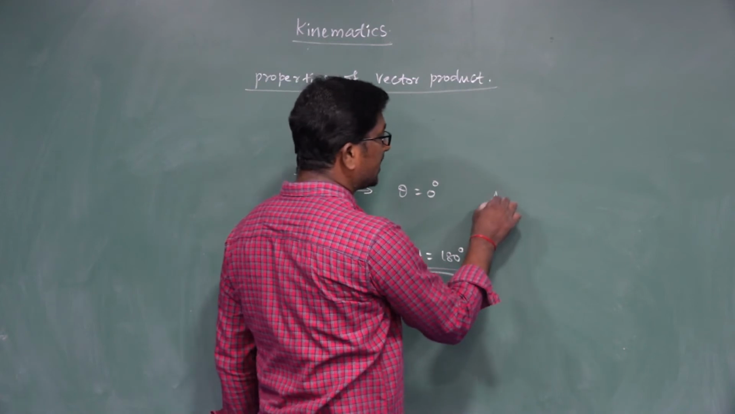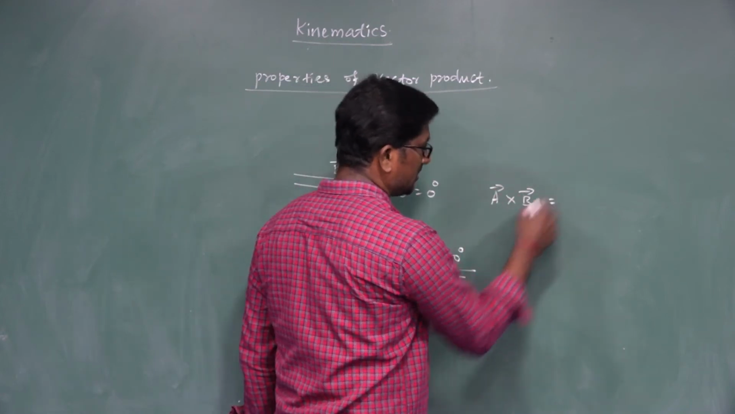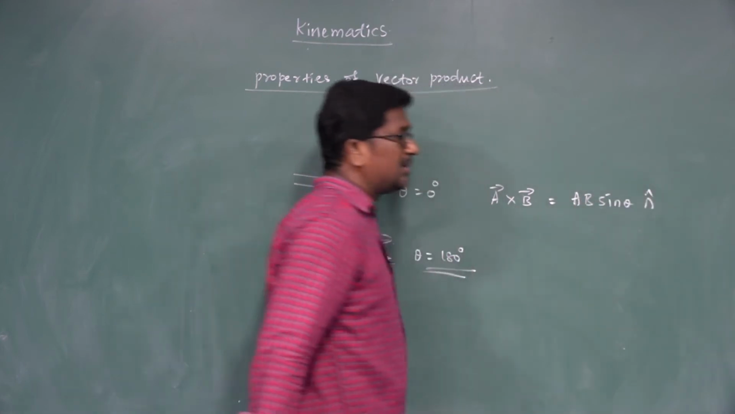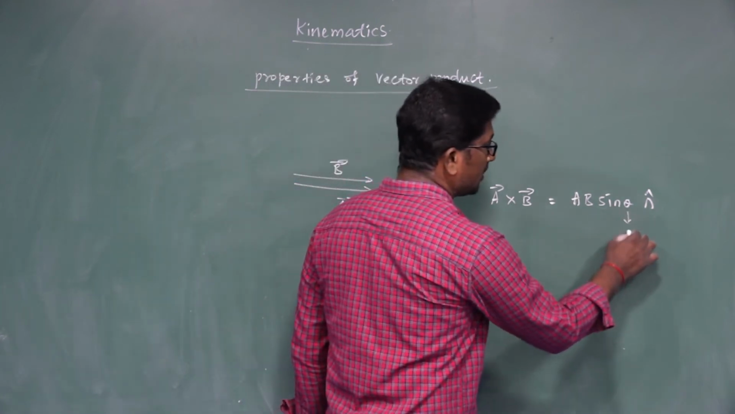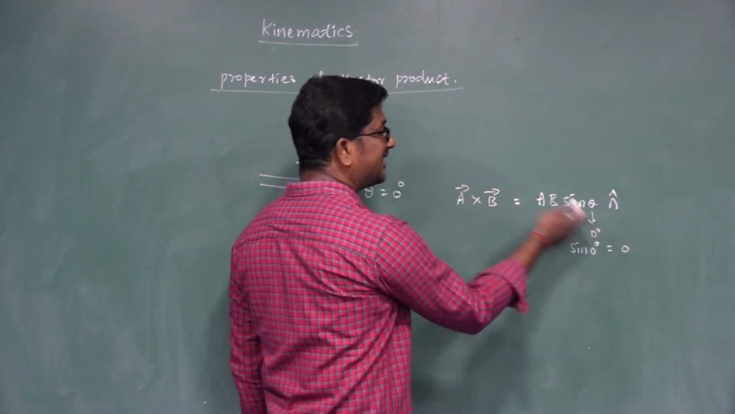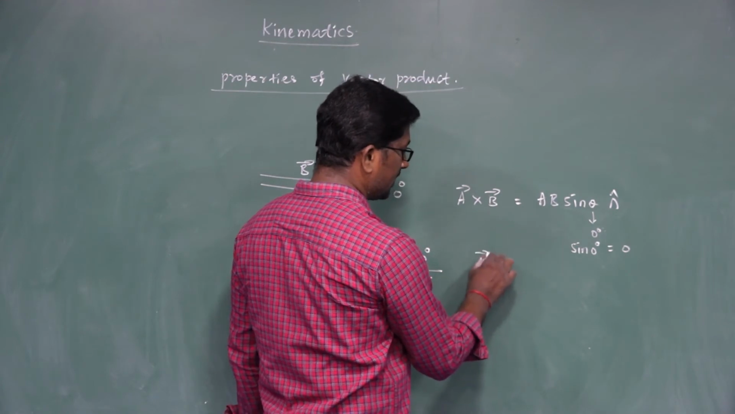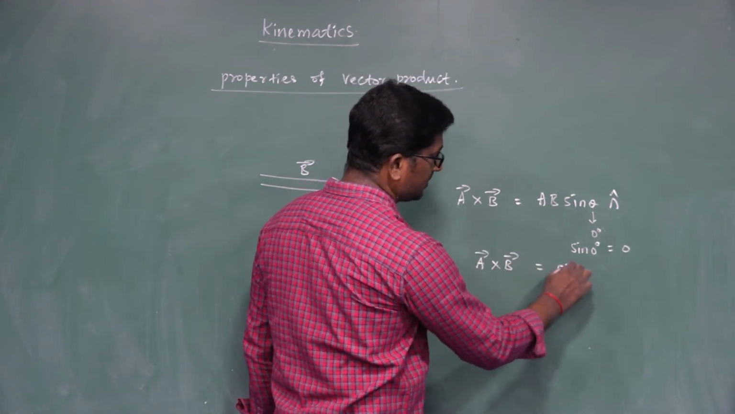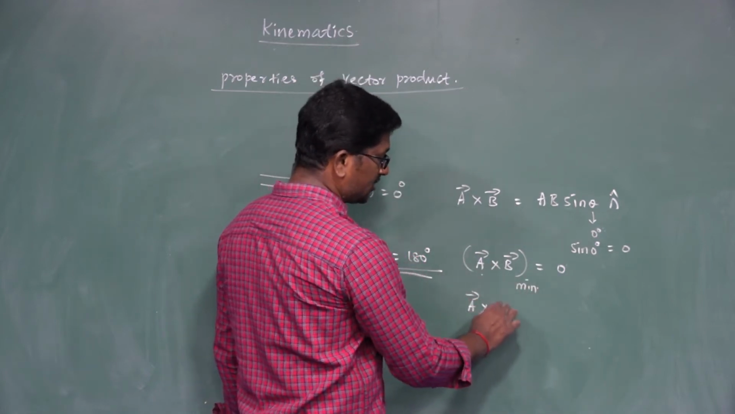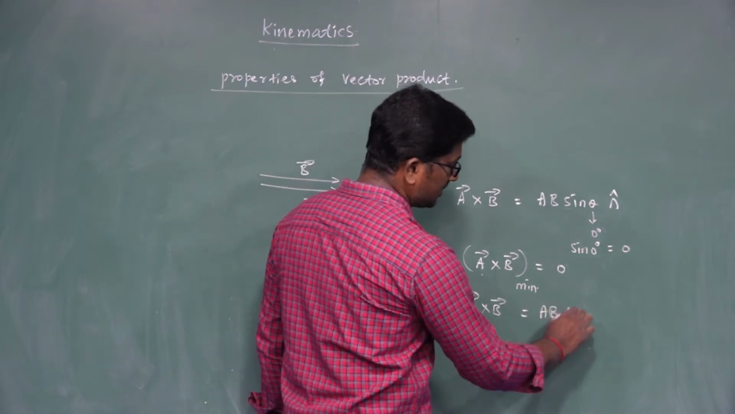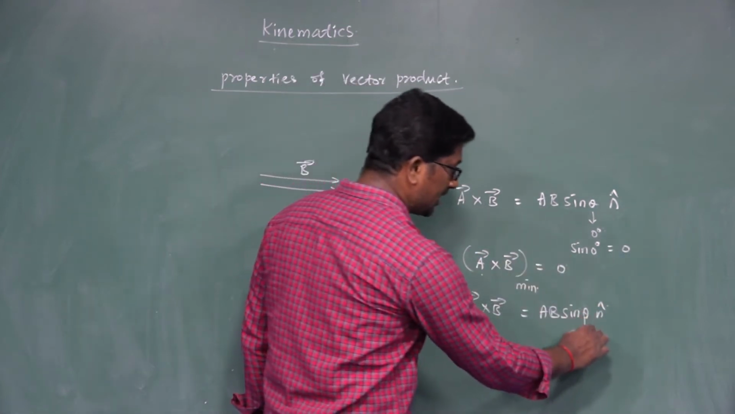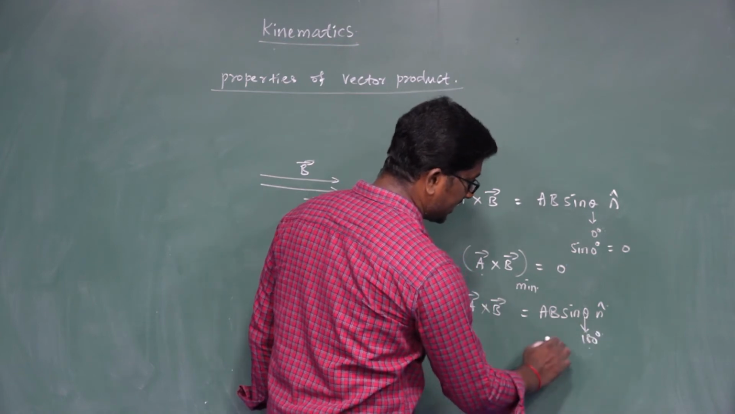So what is the formula for A vector cross B vector? A vector cross B vector is equal to AB sin theta into n cap. If theta is 0 degree, sin 0 degree is equal to 0. Anything into 0 is 0. So the A vector cross B vector value is 0. So this is the minimum value. Or A vector cross B vector is equal to AB sin theta into n cap. Suppose A vector and B vector are anti-parallel to each other, then the angle between them is 180 degree. Right, sin 180 is also 0.